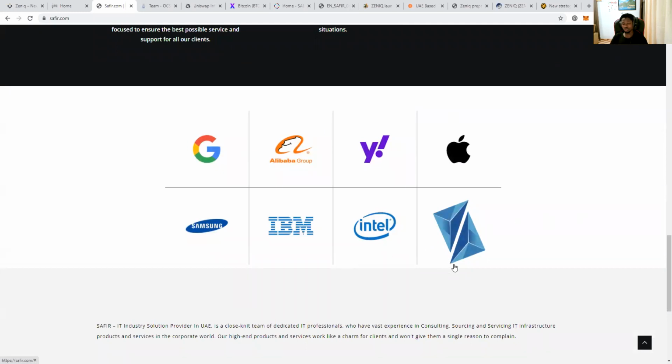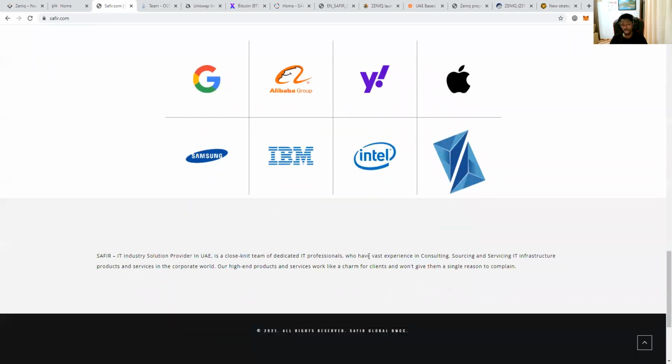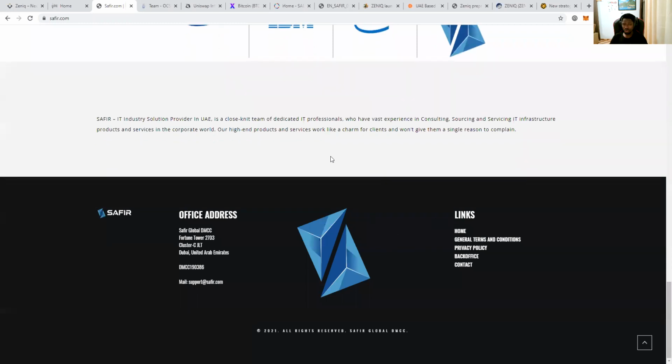You realize that Sapphire is also not just any mere firm because of its brand partnership. Currently, these are a few partners of Sapphire.com. In other words, people or brands that they are affiliated with. And you can see Google, you can see Alibaba, you can see Yahoo, Apple, Samsung, IBM, and Intel. All right. So you want to understand all of this.